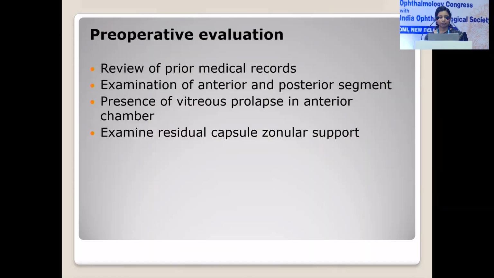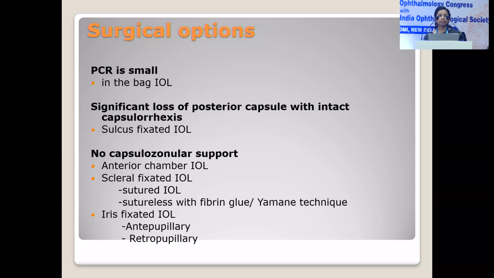We have to do the preoperative evaluation. So we have to review the prior medical records, and examine the anterior and posterior segments. We have to look for vitreous prolapse in the anterior chamber and examine the residual capsular support. So what are the surgical options? If the posterior capsular rent is small, in the bag intraocular lens is a good option. If there is significant loss of posterior capsule with intact capsulorhexis, a sulcus fixated intraocular lens can be considered. And if there is no capsular support, anterior chamber intraocular lens, scleral fixated lens and iris fixated lens are the other options.